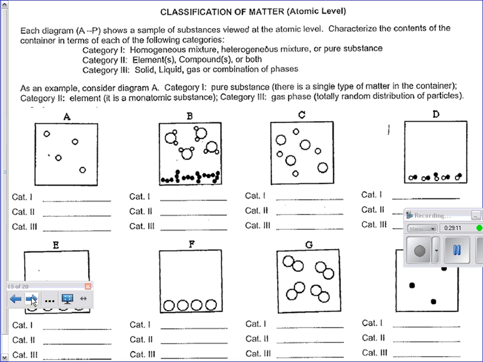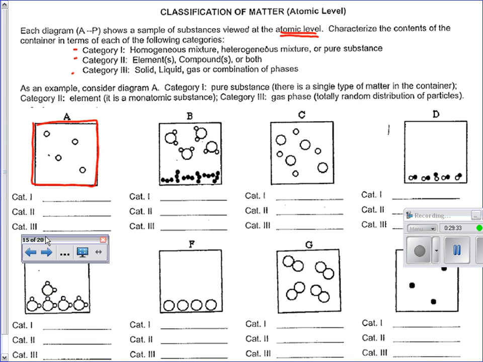So what we're doing in this situation is we're pretending that we're taking these samples and blowing them up gajillions of times, and they're contained in some sort of enclosed container, a beaker or something with a lid. So we are looking at these and trying to classify them based on these three categories. I'm going to start with letter E.